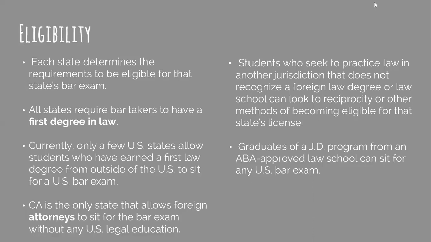So just as every state determines the licensing requirements, each state determines who and what is required to sit for that state's bar exam. And I want to be clear that every state requires bar takers to have a first degree in law. So in the US, the first degree is a JD. So if you have a JD, you have a lot of flexibility with the different state bars that you can take. If you have a first degree in law from outside of the US, then there are a few states that you might be able to sit for, but you would not be eligible to sit for every bar exam. So many states are closed to students with foreign legal education.